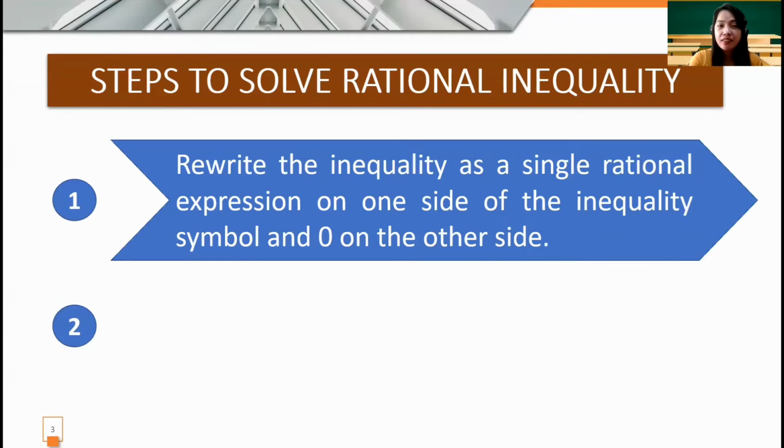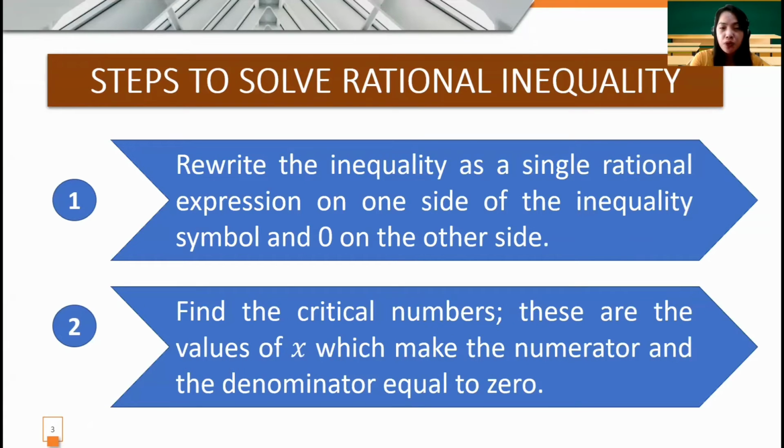Step 1. Rewrite the inequality as a single rational expression on one side of the inequality symbol and 0 on the other side. Step 2. Find the critical numbers. Critical numbers are the values of x which make the numerator and denominator equal to 0.